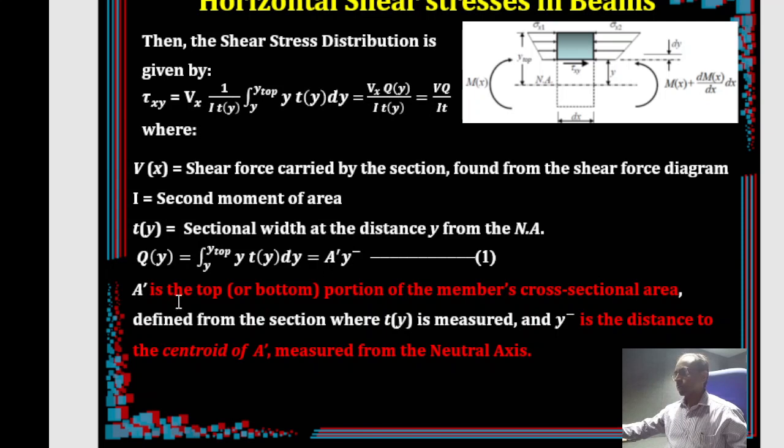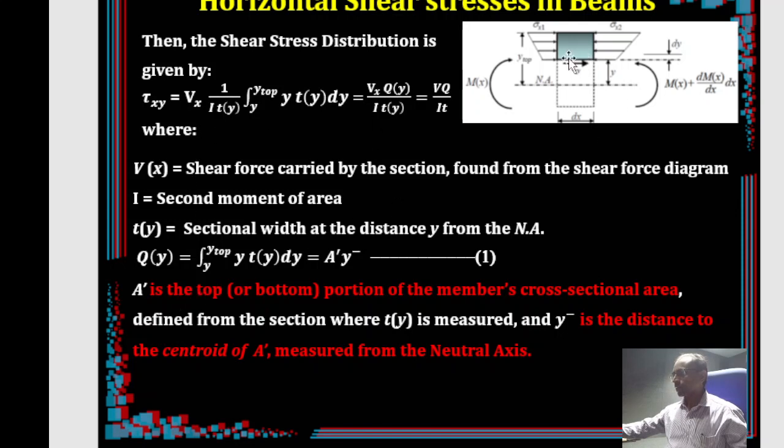In other words, this term is the key term, because the rest of the things here are mostly constants that we can determine at a time. So what is changing is Q of y. If you could find that, straight away you have the shear stress at your fingertips. So this A dash y bar or A y bar, if you understand what that term is, the entire equation is clear.